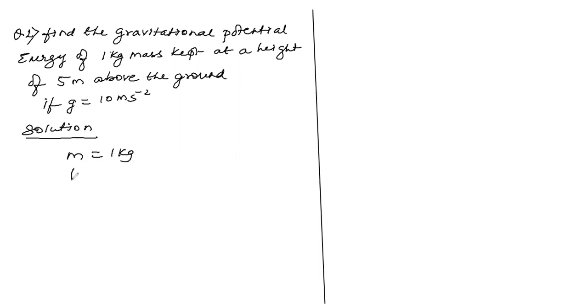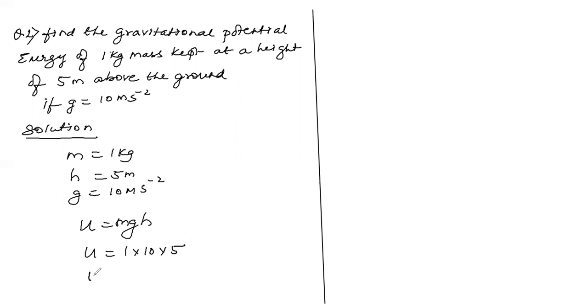Kept at a height of 5 meter. h is 5 meter, okay? Above the ground, g equals 10 meter per second square. We have kept all this, and they want me to find U. U is equal to mgh. Here, U stands for gravitational potential energy. So U equals 1 into 10 into 5, children. So U is 50 joules, okay? Capital J. Got it? 50 joules. I hope people understood me. A very simple, very easy question, children. We go to the next sum now.